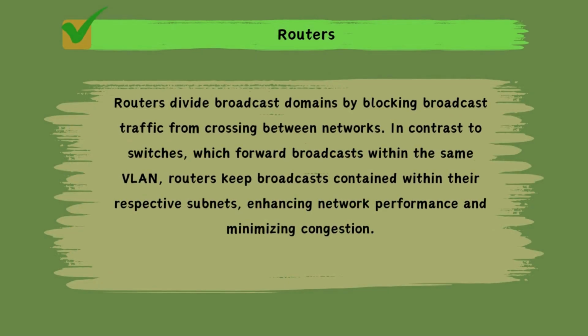Routers divide broadcast domains by blocking broadcast traffic from crossing between networks. In contrast to switches, which forward broadcasts within the same VLAN, routers keep broadcasts contained within their respective subnets, enhancing network performance and minimizing congestion.